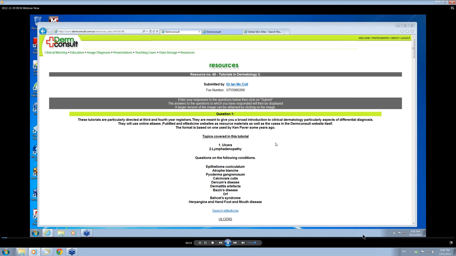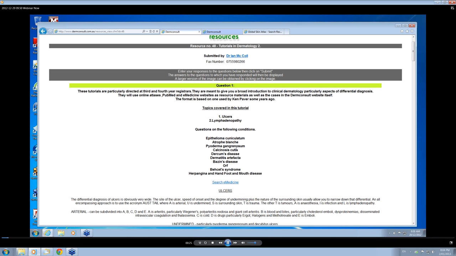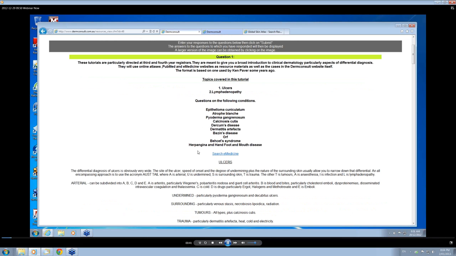Okay, what are we going to look at here? We're going to certainly look at ulcers and look at lymphadenopathy. And we've said we're going to ask some questions on these conditions: epithelioma cuniculatum, atrophie blanche, pyoderma gangrenosum, calcinosis cutis, Darier's disease, dermatitis artefacta, Bazin's disease, Orf, Behçet's, and herpangina and hand, foot, and mouth.